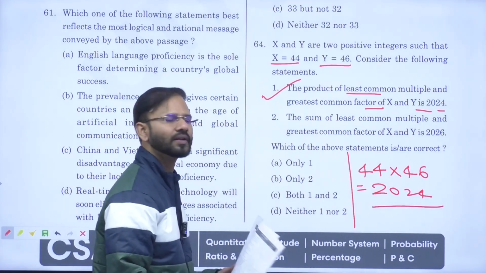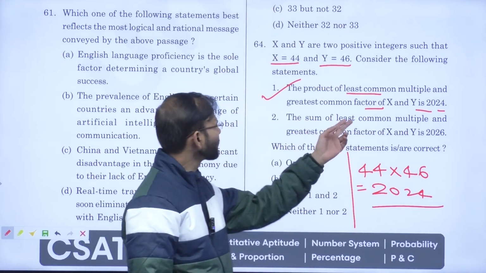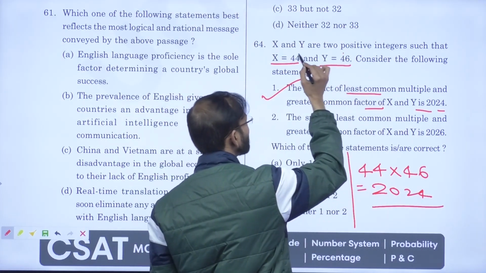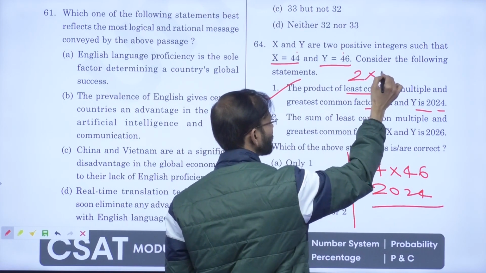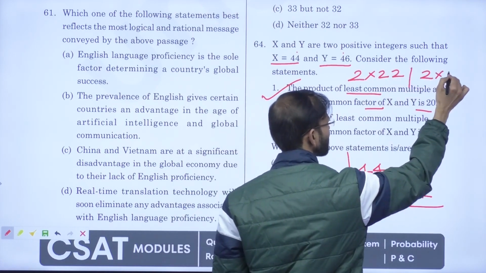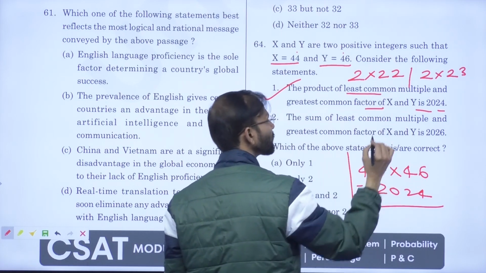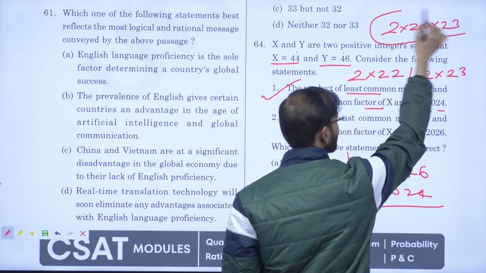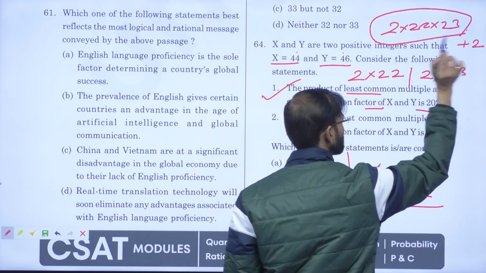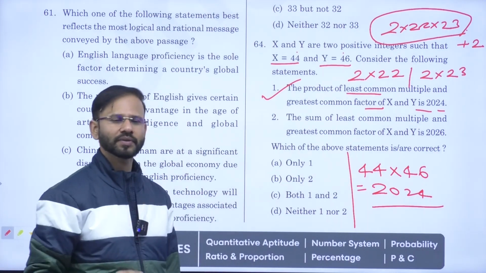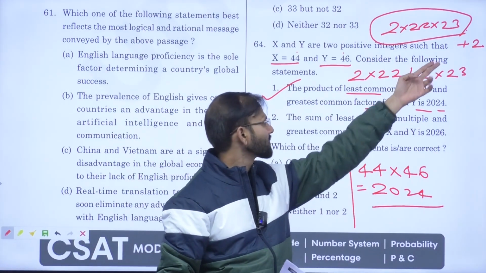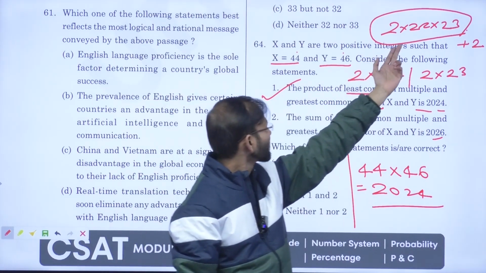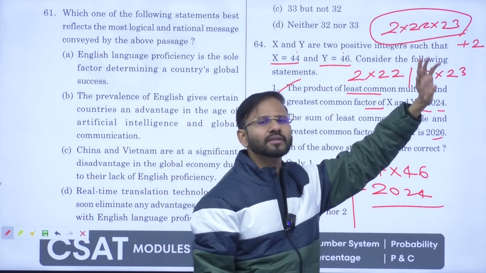This is correct. The next statement is saying the sum of the LCM and HCF is 2026. So guys, these two numbers are 2 into 22 and 2 into 23. So the LCM of these two numbers is 2 into 22 into 23, and the HCF of these two numbers is 2. So here, this plus this is equal to 2026? No.